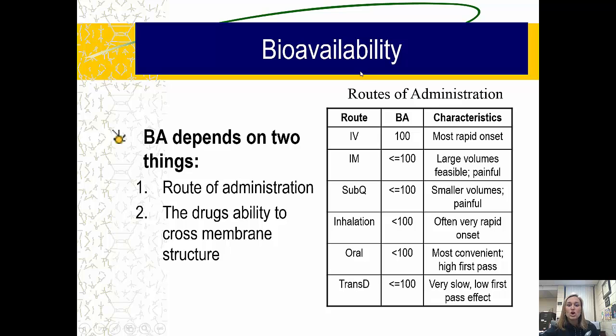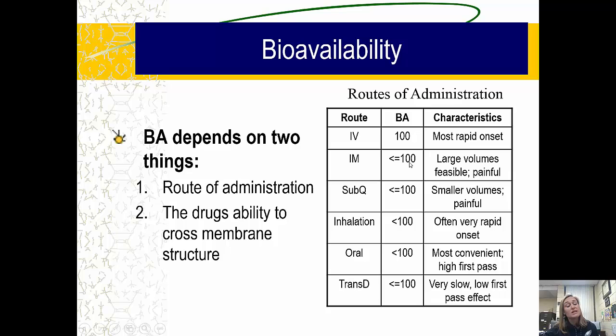So here on this chart, I have the routes of administration and then the bioavailability of that route of administration, and really the characteristics of that. So with an IV, look at this. If you give 100 grams of a drug through an IV, it has 100% bioavailability, so 100% of that drug gets to your plasma. That makes sense. You're injecting it right into the circulation.